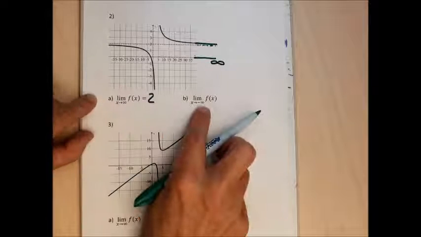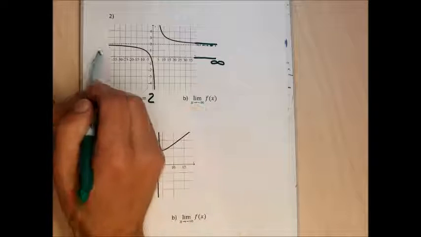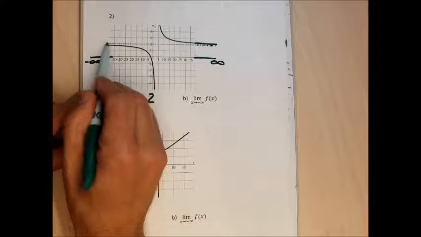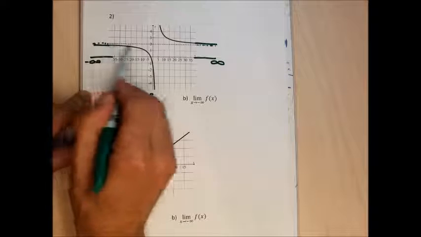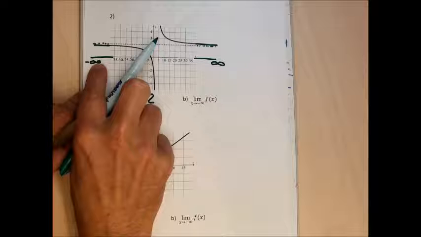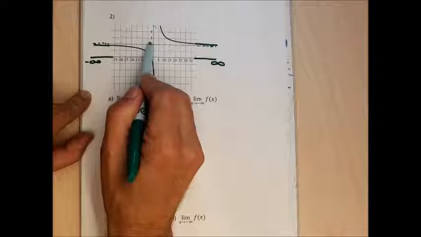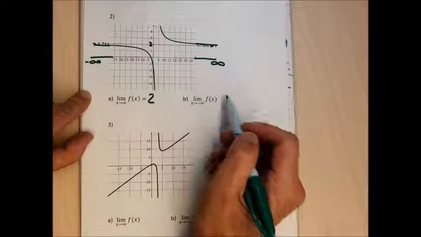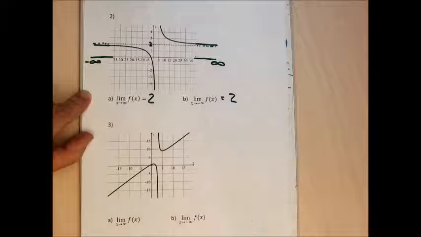For part B, I want the limit as x approaches negative infinity. Negative infinity is on the far left edge of the x-axis, and if I do the same sort of thing and continue this graph on the left-hand side, as the graph gets closer and closer to x equal negative infinity, the y-coordinate of the graph gets closer and closer to the y-coordinate of this dashed line, which is 2. So both of those are going to be 2.